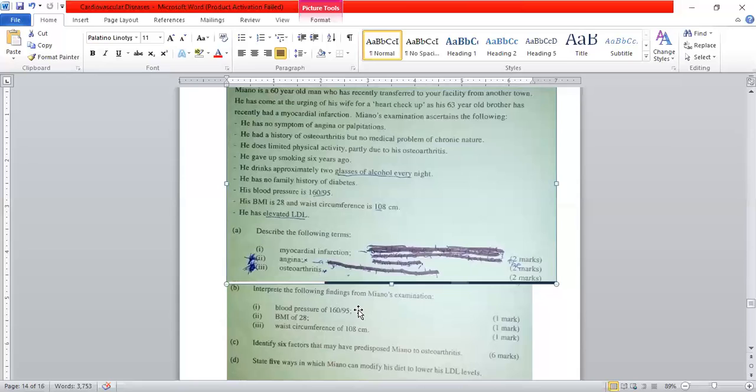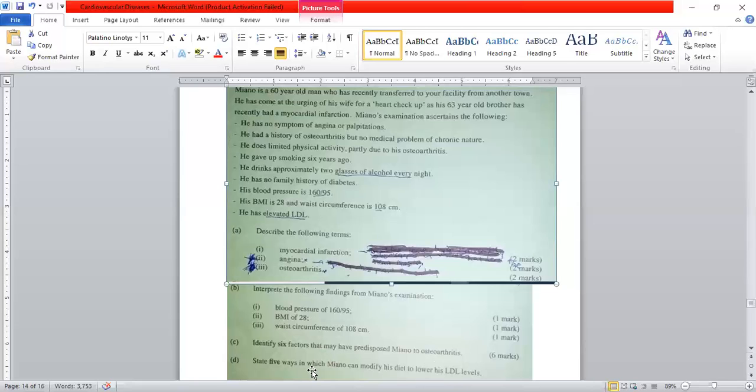Then the other one is to interpret the following findings from Miano's examination. Blood pressure of 160 out of 95. That one I believe you can interpret. You can tell what his condition is. BMI of 28, how do you interpret that? Waist circumference of 108, how do you interpret that? Sarah, I won't answer that for you. Then identify 6 factors that may have predisposed Miano to osteoarthritis. Those ones you will answer.